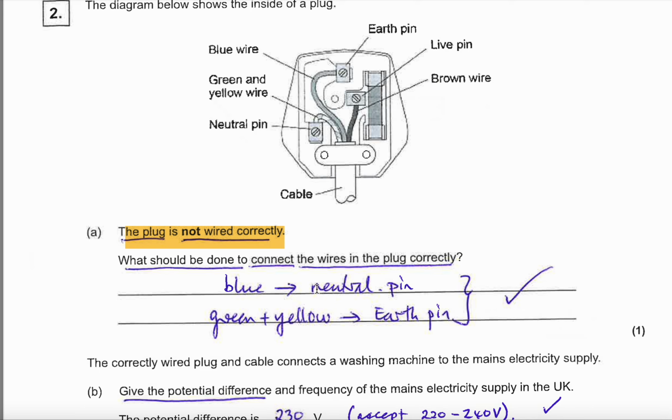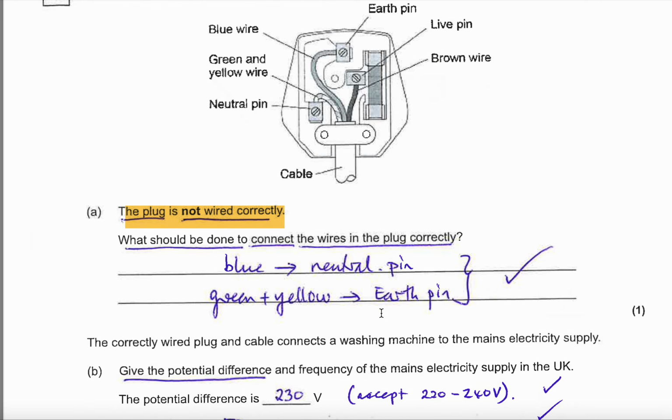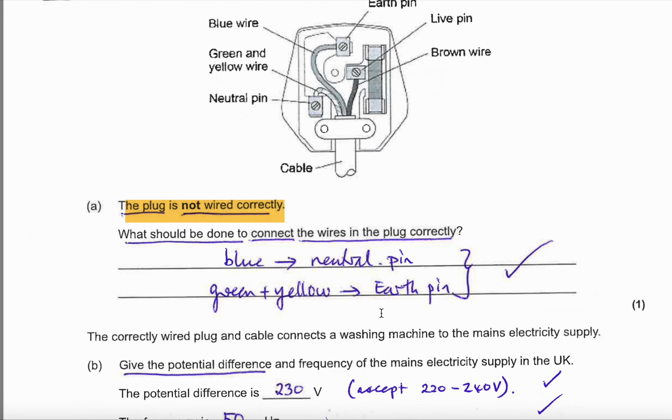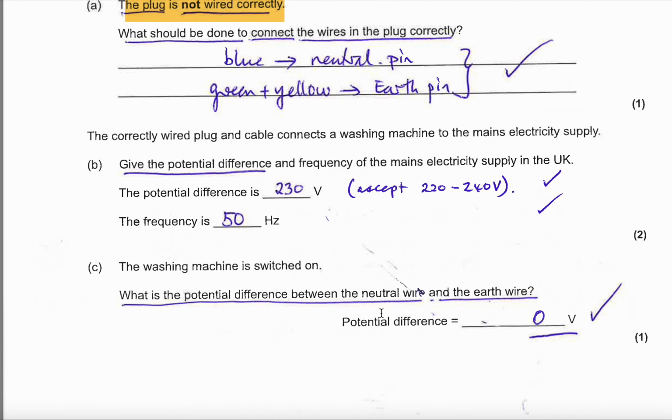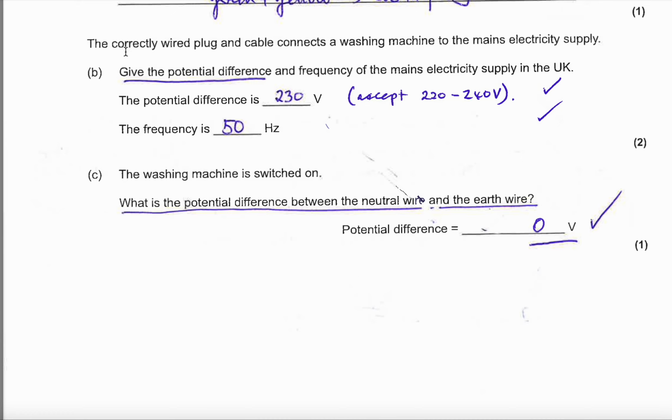So the blue wire should be to the neutral, and the green and yellow should be connected to the earth pin. If you say swap the wires around, the blue wire with the green and yellow, as long as they show you understand both sides need to be changed, you'll get the 1 mark. You can't just say half the answer. Then it says the correctly wired plug, once they've corrected the mistakes, connects the washing machine to the mains supply. So they want you to know about the mains electricity supply.